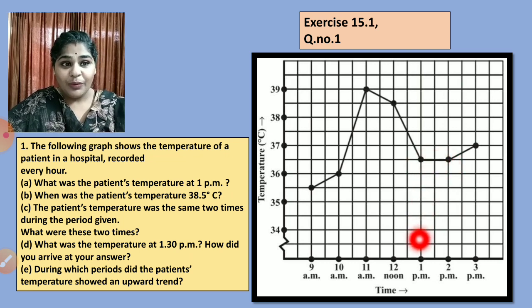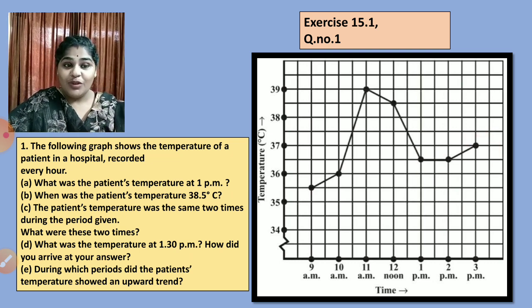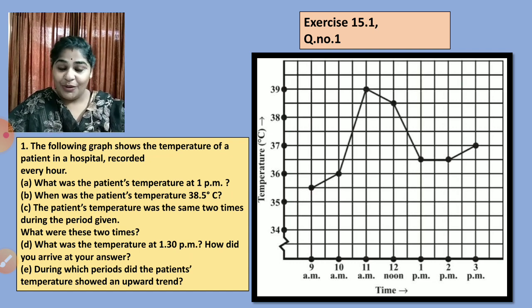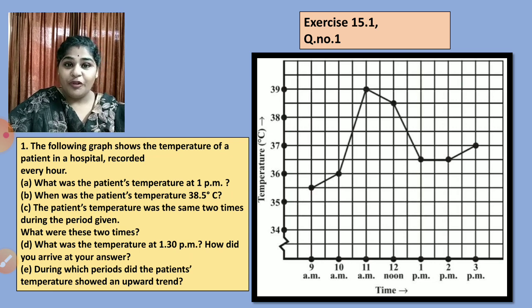That is 1 p.m. to 2 p.m., the temperature was constant, that is 36.5. Okay. There is no up and down in the line. It's a straight line, children, you can see here. And then afterwards at 3 p.m. it rose to 37. So this was our graph. Okay. Now the few questions are based on this graph given. Let us see what are the answers for that.